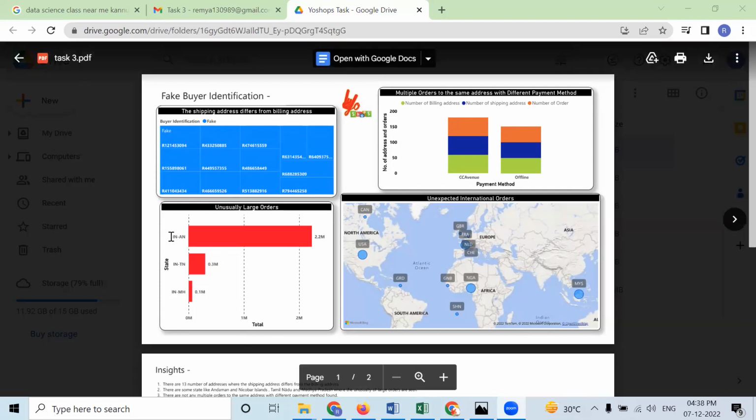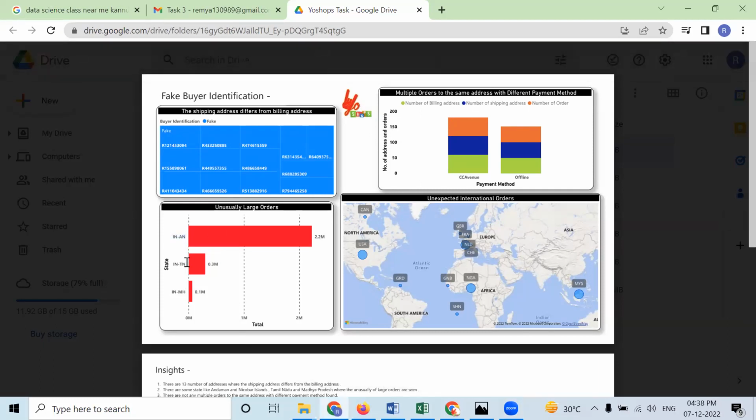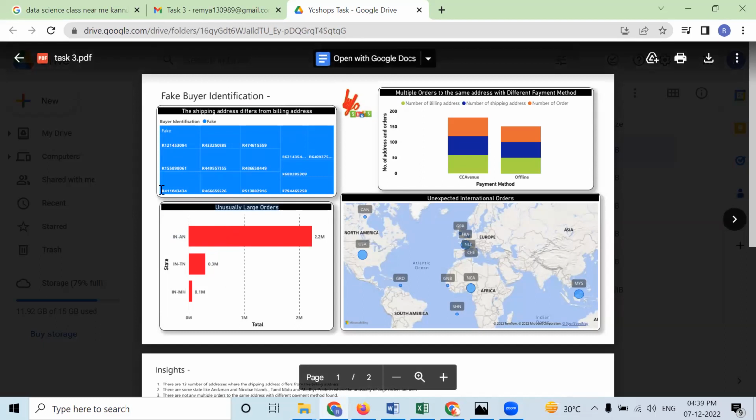In this case, actually, you are taking states. They are asking about unusual large orders, na? So whichever order is having value greater than 50,000, you have to figure out that thing. And unexpected international order, it is not correctly mentioned which order is having the issue. So that too you have to check. Ma'am, this one is correct. Okay, rest of the things you have to work on.